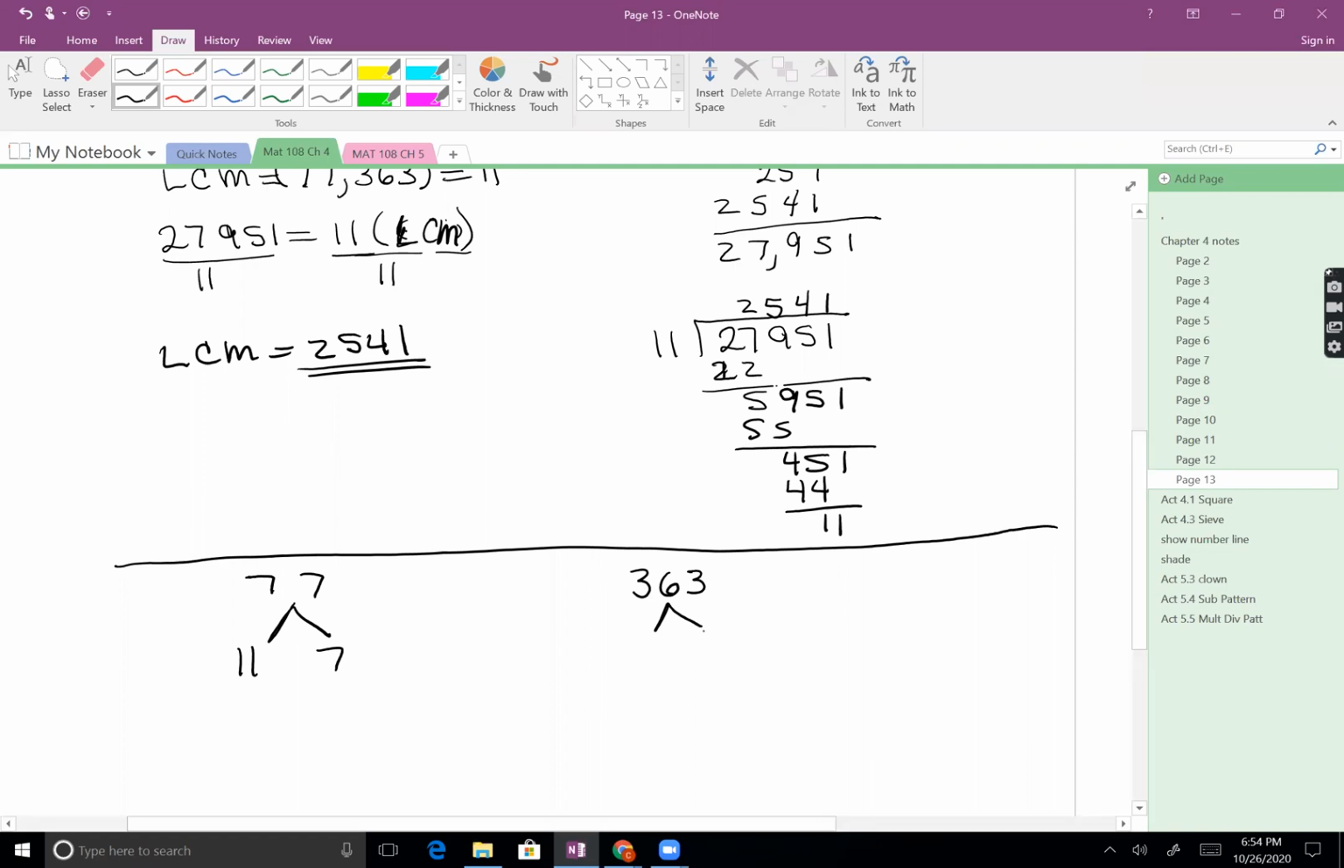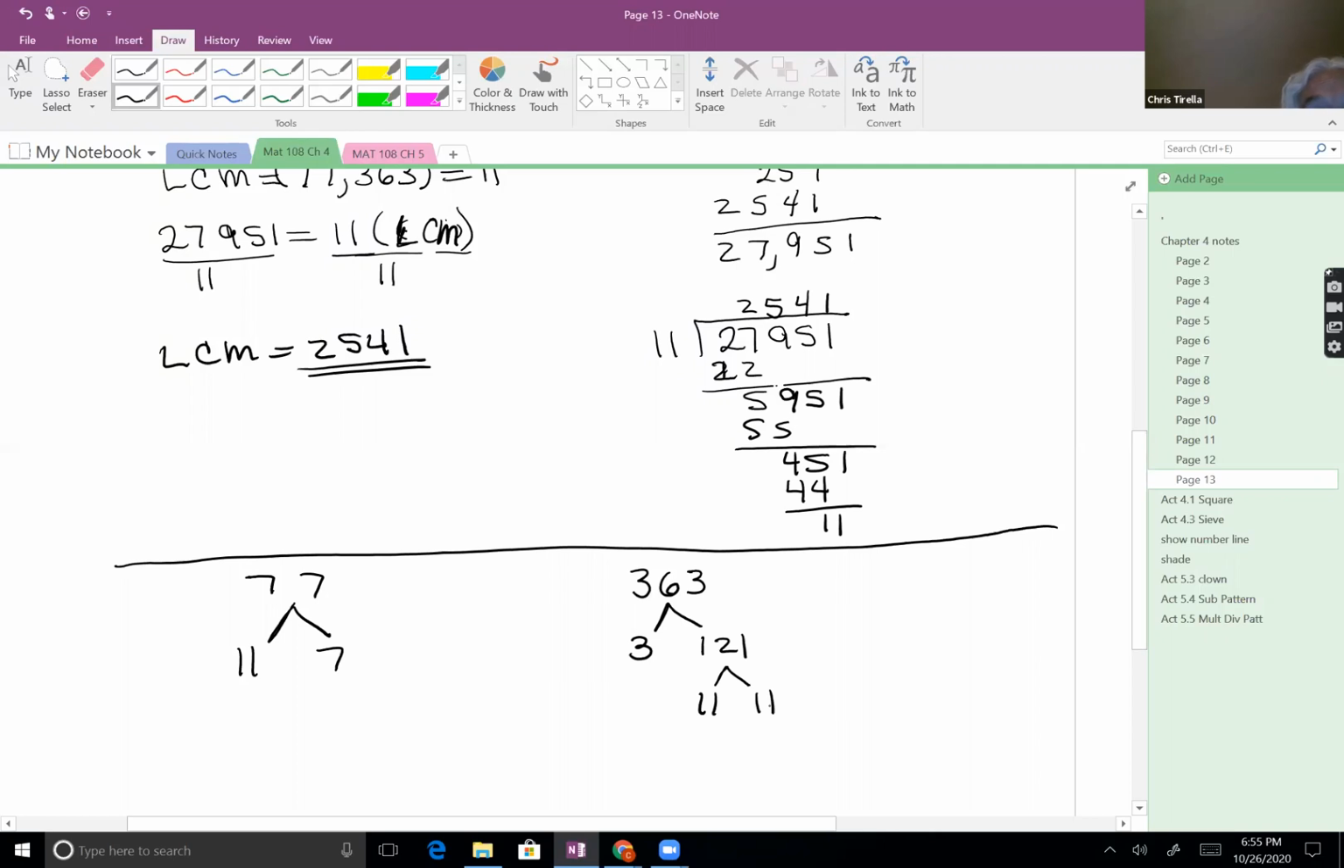Any ideas? I don't think 2 does. Do you think 3 does? 3 and 121. I like it. Now, does anybody recognize 121? Square root. Yeah. 11 times 11 or something like that. You're good.